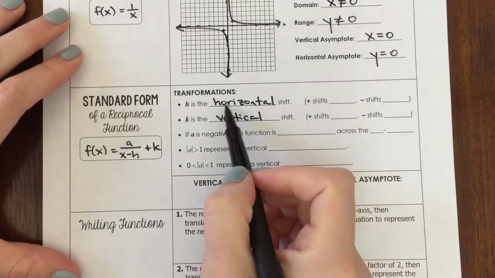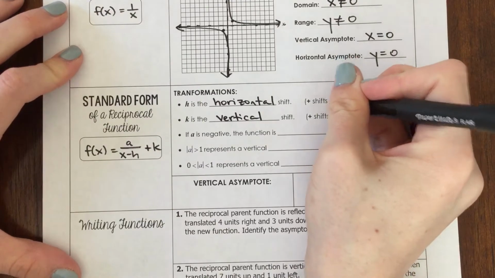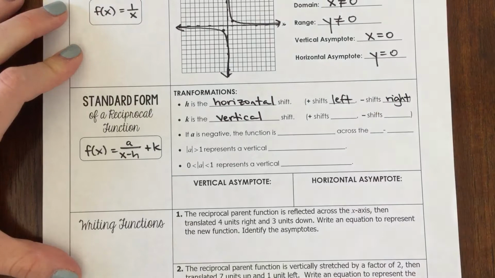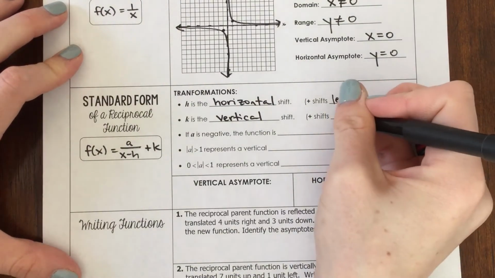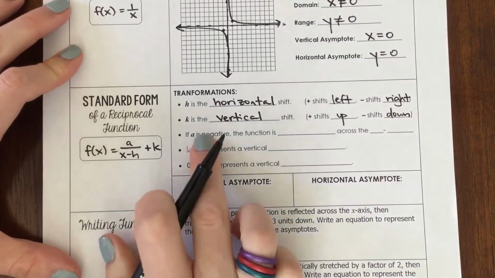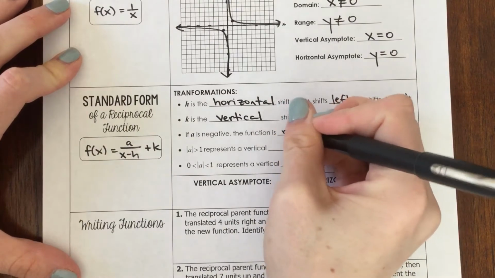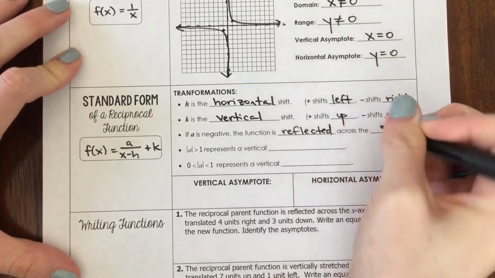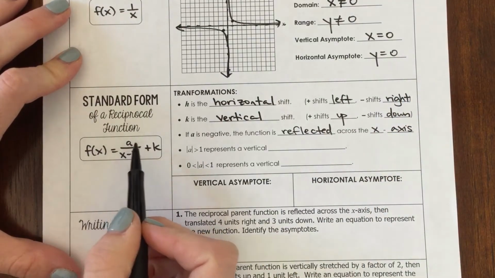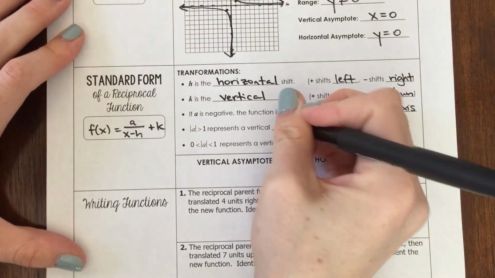And then remember, with horizontal, the left and right is actually kind of opposite of what you'd think it would be. Plus actually shifts your graph to the left, minus shifts to the right. But then with the vertical shift, plus minus does what you'd think it would do. So plus actually does shift you up, and minus actually does shift you down. And then a, if a is negative, then it flips the whole thing upside down. We call that a reflection. We say it's reflected, I guess, across the x-axis. And then if this value is larger or smaller than 1, it ends up being a stretch or a compression.